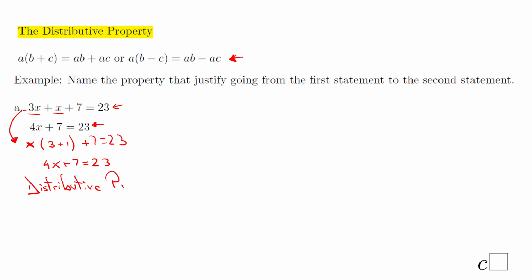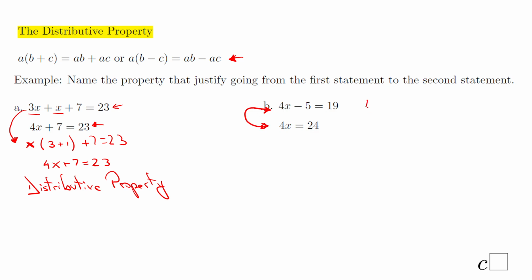Most of the time in your algebra class, this was called combining like terms. But here I'm going to call it the distributive property. Let's take a look at part B. What property am I going to use here to go from the first statement, which is 4x minus 5 equals 19, to the next one, 4x equals 24?